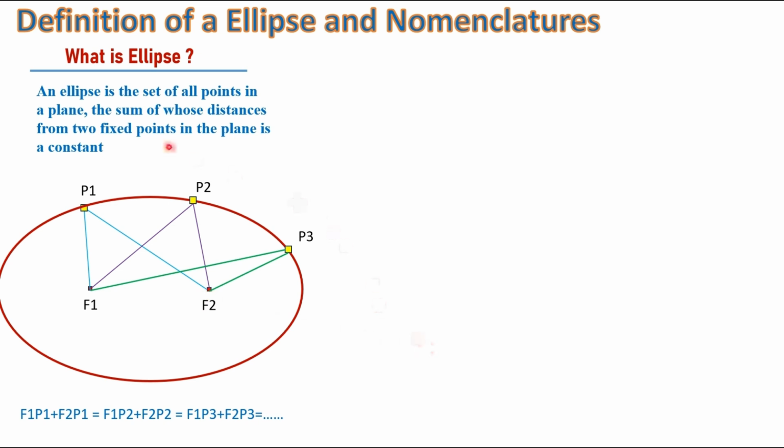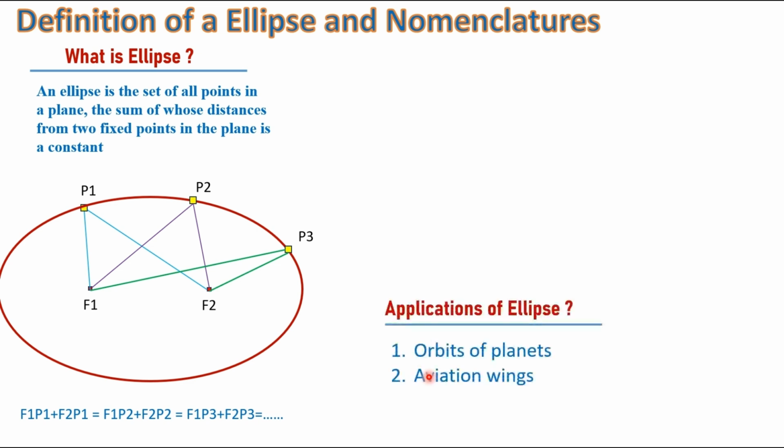Now we will read the definition of an ellipse once again. An ellipse is a set of all the points in a single plane, the sum of whose distances from two fixed points in the plane is constant. Very simple definition. As for applications of the ellipse, mostly planets orbit in ellipses. In aviation, the wings are also elliptical in shape. And there are many applications in automobiles and other industrial areas where you can see elliptical shapes.